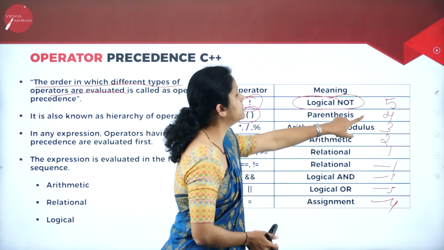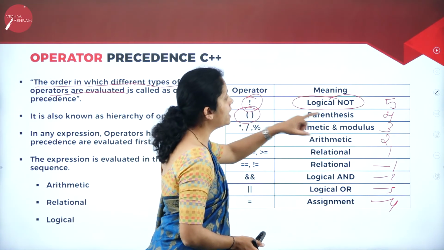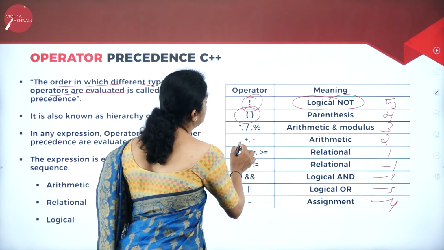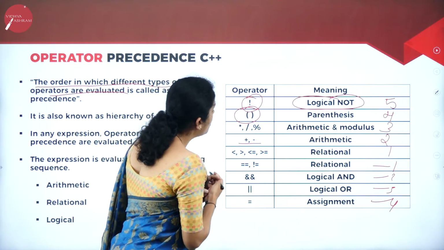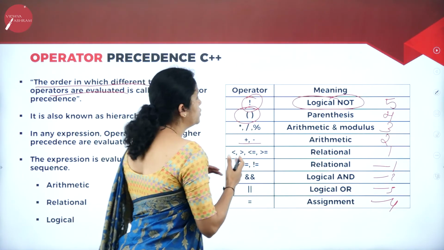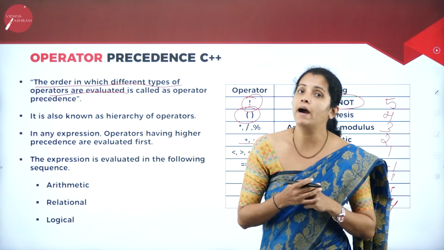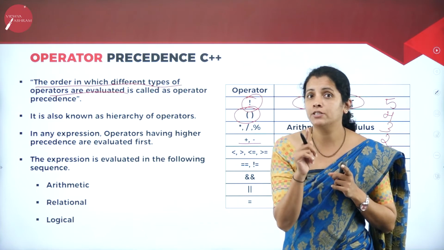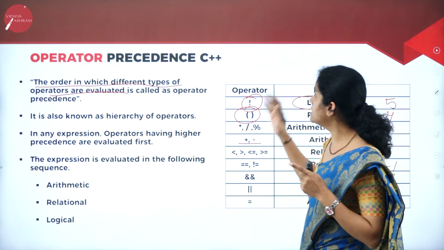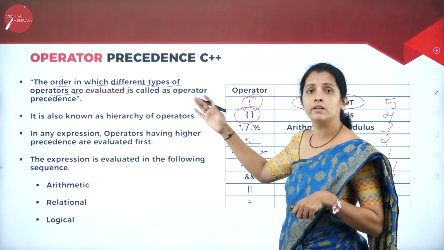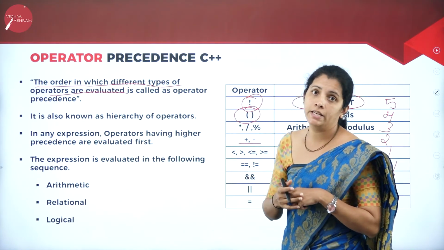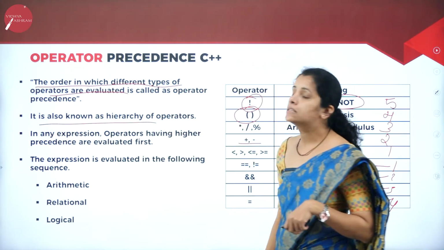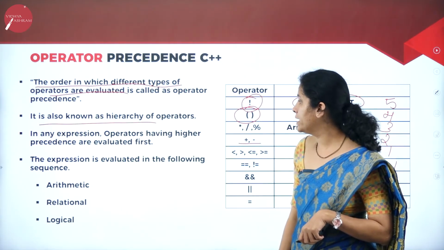And the next highest is parenthesis. And the next highest is arithmetic and modulus. And the next highest is arithmetic plus or minus. So this is the way you can start evaluating your expression. So before evaluating your expression, what do you want to consider? You want to consider the precedence of the operator and the associativity of the expression. So it's also known as the hierarchy of operators.